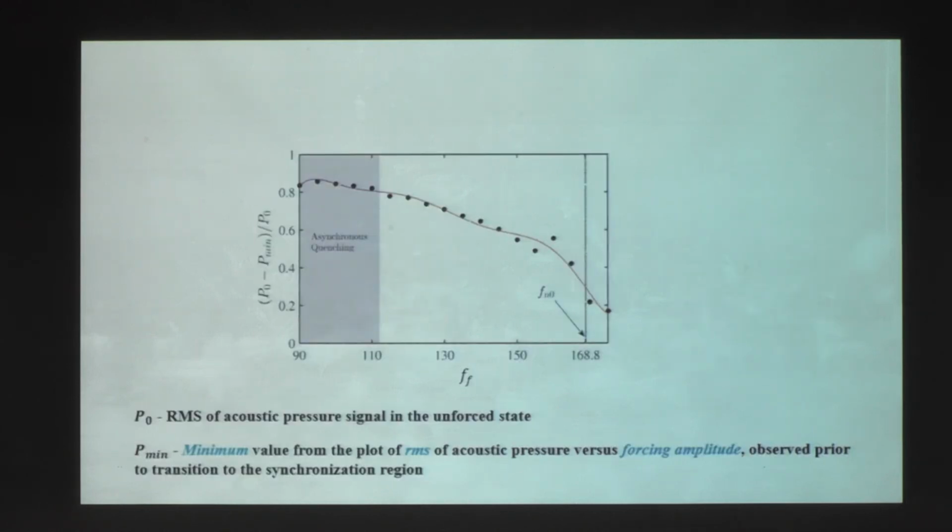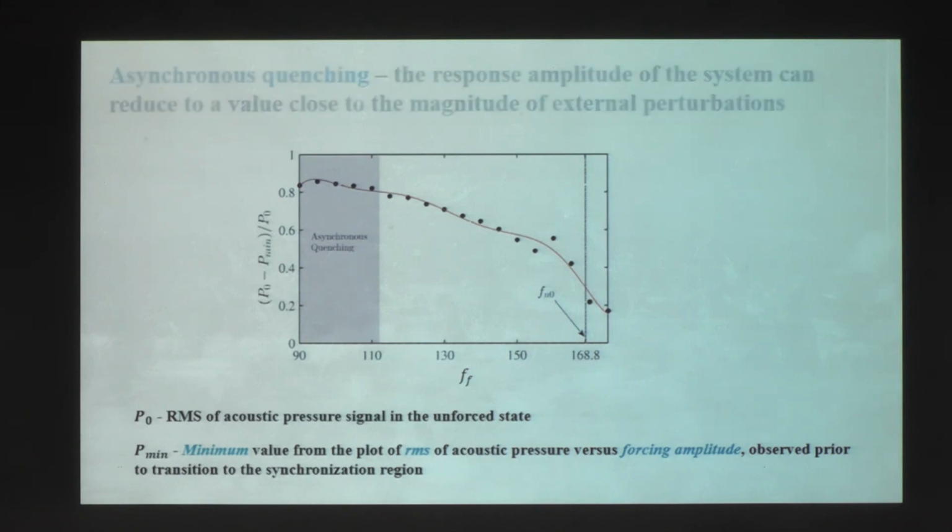Right, so here we basically sum up everything, like the maximum reduction that is possible with respect to frequency. We found that when the frequency is away from the natural frequency, a maximum of 85% reduction is possible with respect to the unforced oscillation, and this is the zone of asynchronous quenching. Asynchronous came from the fact that we are forcing it with a frequency which is away from the natural frequency.